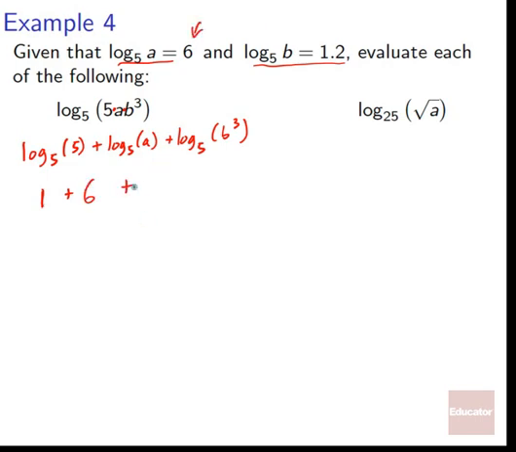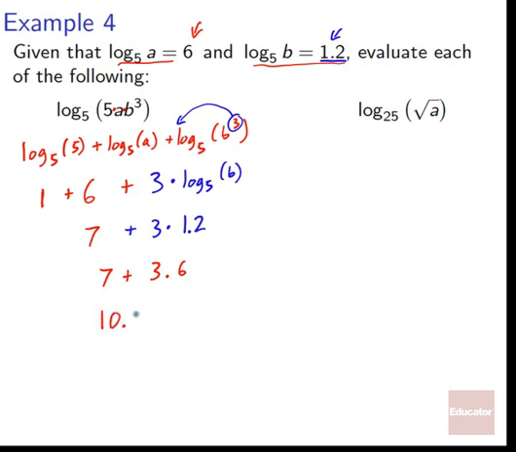now log base 5 of b cubed, we can't do that yet. We need to get it as just a b inside. But we see, oh, hey, there's an exponent. We can bring that out front. So we've got 3 times log base 5 of b. So now we can use the fact that it's 1.2. So 1 plus 6 is 7 plus 3 times 1.2. 3 times 1.2 is 3.6. 7 plus 3.6 becomes 10.6. And there's our answer.